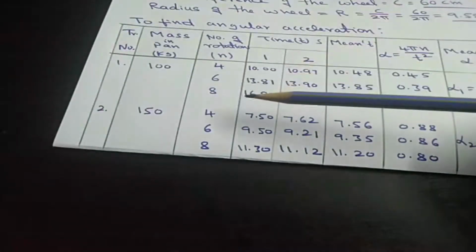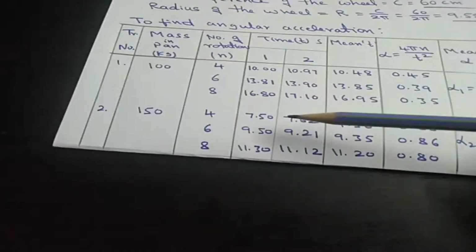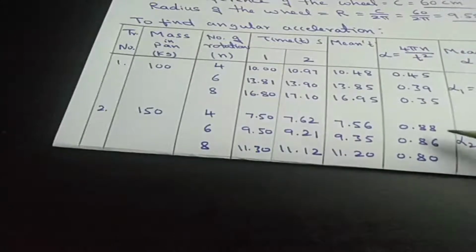Repeat the experiment for another weight in the pan, that is 150 grams. For 150 grams again the number of rotations is considered 4, 6, 8. The time taken for each is determined here using this digital stop clock, and the mean value is calculated, and further alpha is calculated again. It is found to be 0.88, 0.86, 0.80. The mean of these 3 is equal to 0.846. That is taken as the second angular acceleration, alpha 2.